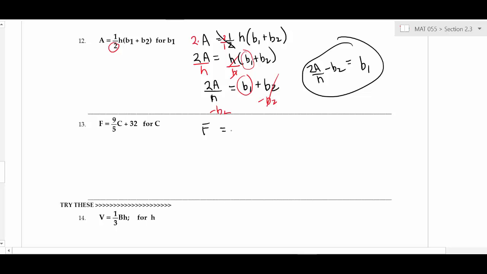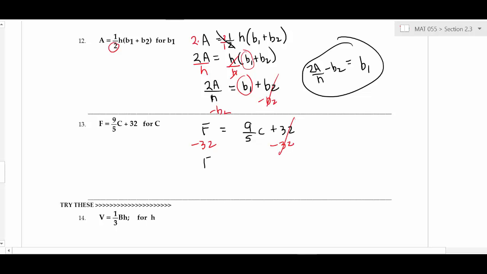So the next one, you have 9/5 C plus 32. This is the formula that converts Celsius temperature to Fahrenheit. There's more than one way to do this. You could multiply by 5 to get rid of the 5. That would be one choice. Or you could get rid of the 32, and that's what I'm going to do. You can usually get about 2 equivalent answers that look different depending on how you approach the problem. So that's up to you.